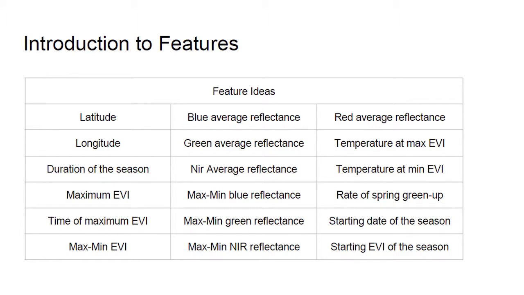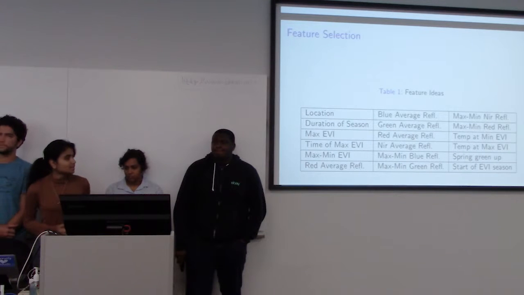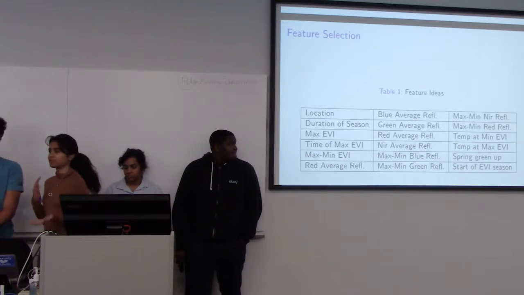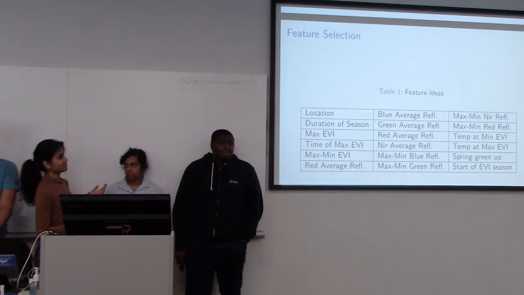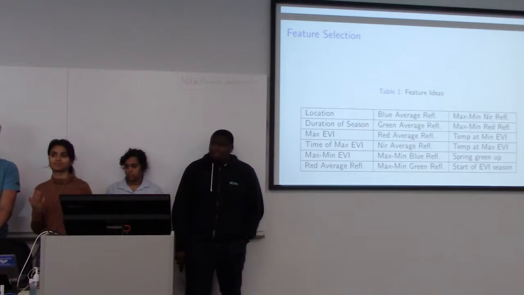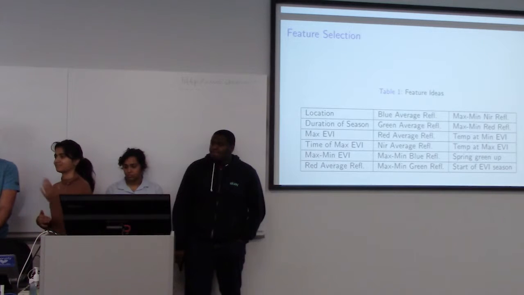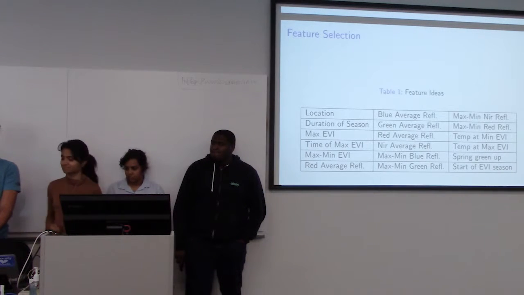And then this is a table of all of the features that we considered when we were trying to fit our model. We were able to tell which features were more important based on the importance values that we discovered through our random forest model.